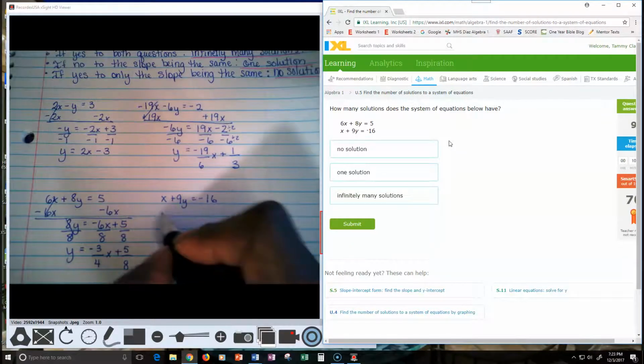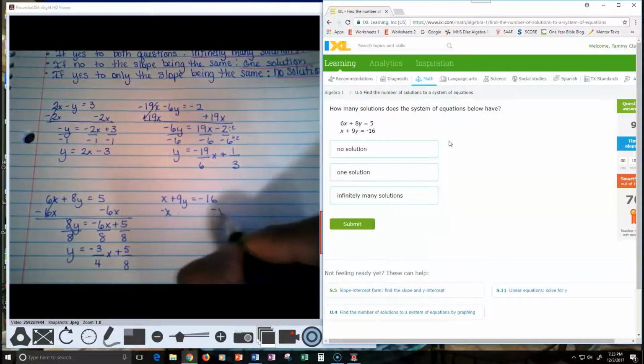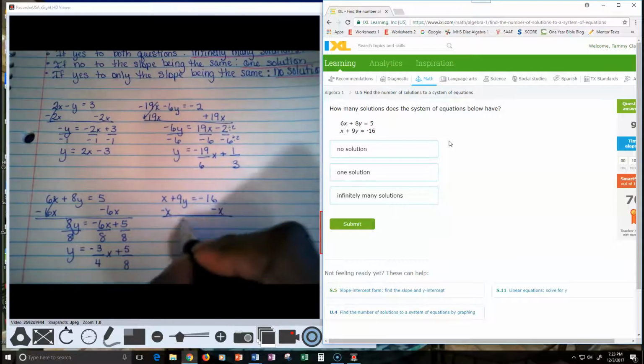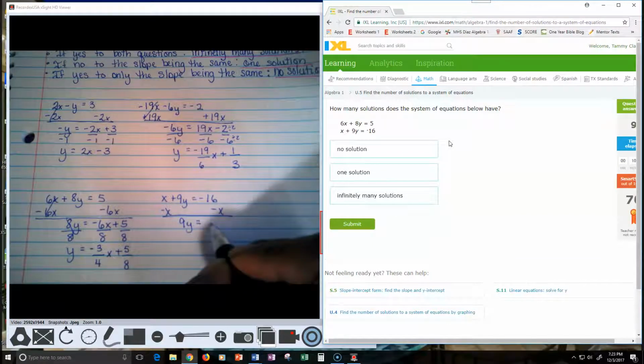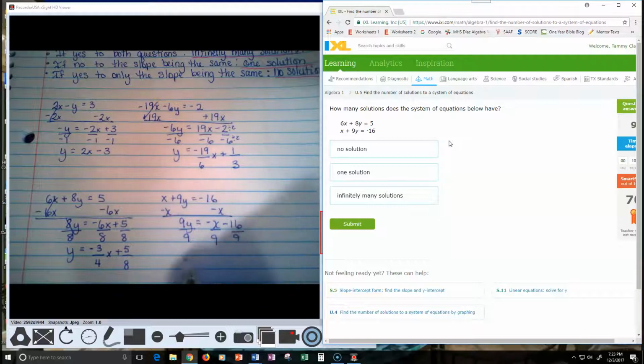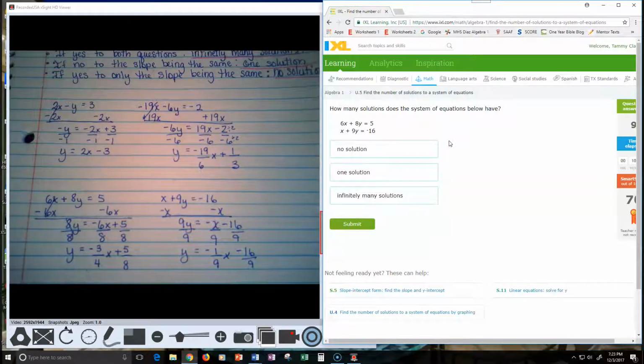Now here, we're going to subtract x from both sides of the equation. I'm left with 9y is equal to negative x minus 16. Divide by 9 for every term. And then we're left with y is equal to negative 1/9 x minus 16 over 9. Compare the slopes. Are they the same? No. So since they're not the same, it's one solution.